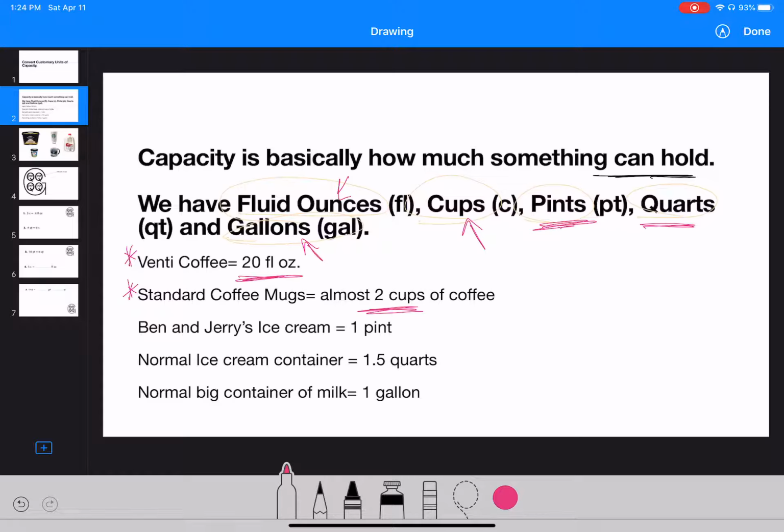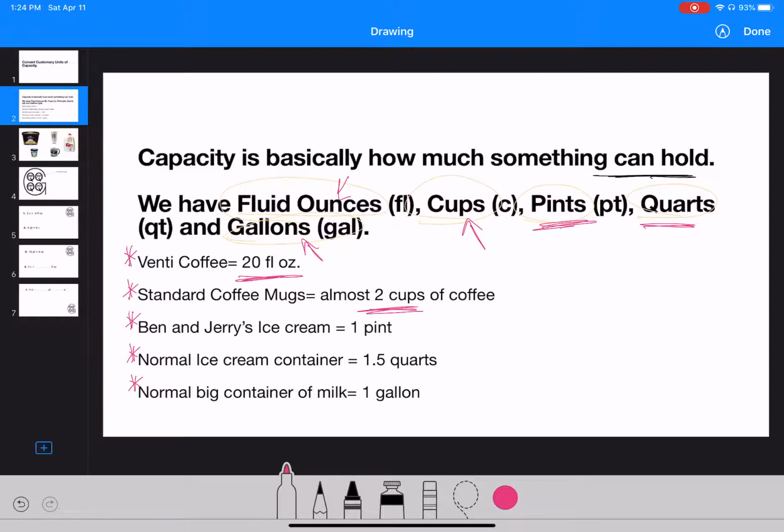So when someone says they had 2 cups of coffee a day, they actually probably had four, because they probably mean 2 coffee mugs. Ben and Jerry's ice cream, those little containers of ice cream, hold about 1 pint each. A normal ice cream container that you'd use to feed your family is about 1.5 quarts of ice cream. And a normal big container of milk is exactly 1 gallon.